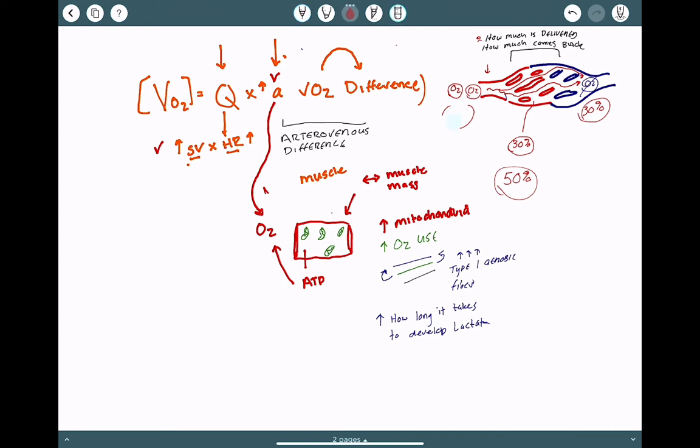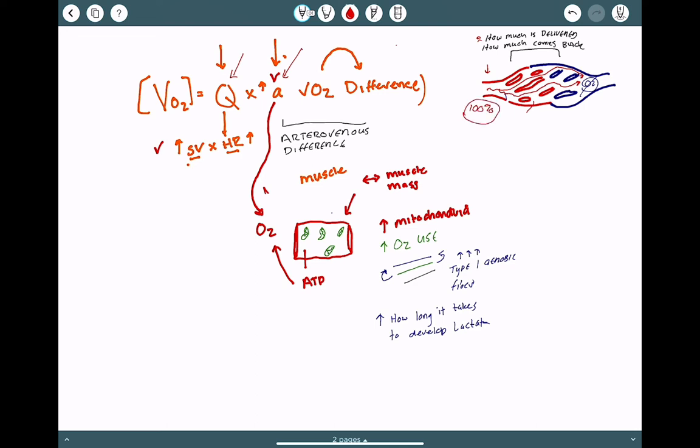So now let's look at somebody that is better trained, right? If somebody is better trained, we know that because they have adaptations at the heart, they have adaptations at the lungs, now they're going to have 100% saturation during exercise.